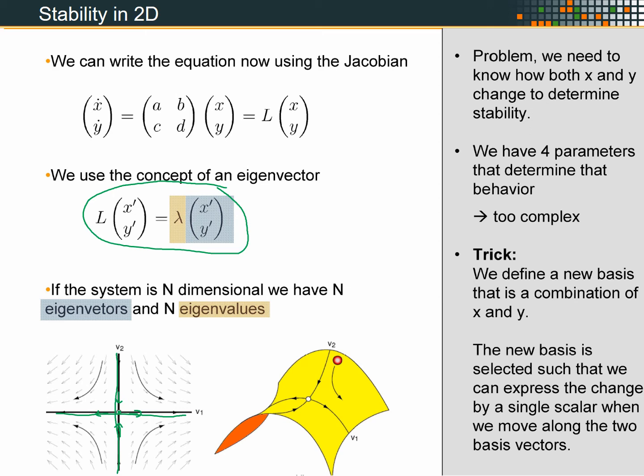So essentially the trick is to look at the new basis that expresses the change in the two principal directions, which here coincide with the y and the x-axis. This does not have to be necessarily like that. A principal direction could also be a different one, but here in this example, the principal directions are along the x and the y-axis. Keep in mind, if we have an n-dimensional system, we should have n eigenvectors and n eigenvalues if the system has full rank, which usually is the case in our examples.